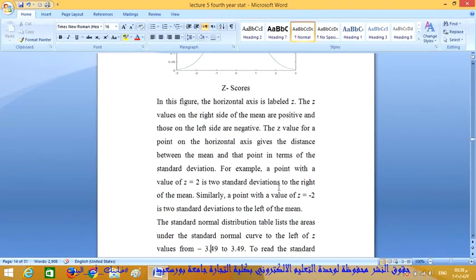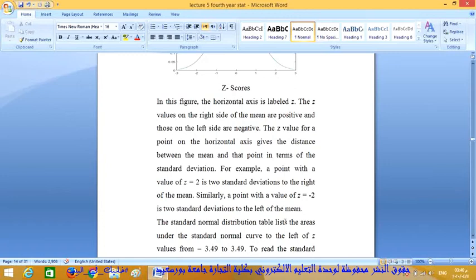The standard normal distribution table lists the area under the standard normal curve to the left of zeta values from minus 3.49 to plus 3.49. Okay, so the last two values under the standard normal are approximately minus 3.5 on this side and 3.5 here. So the table contains all values between minus 3.5 and plus 3.5.